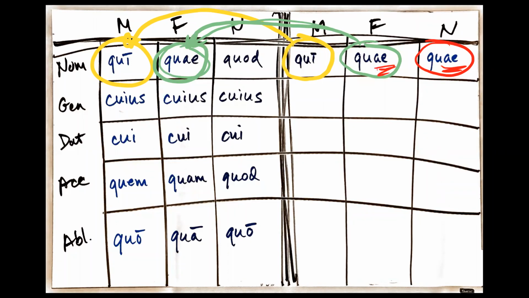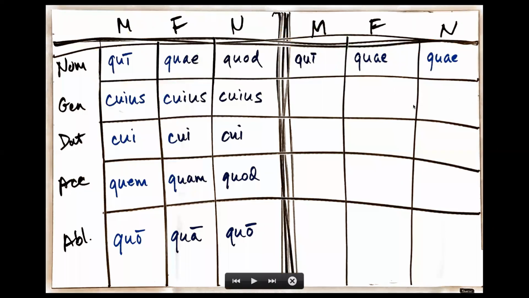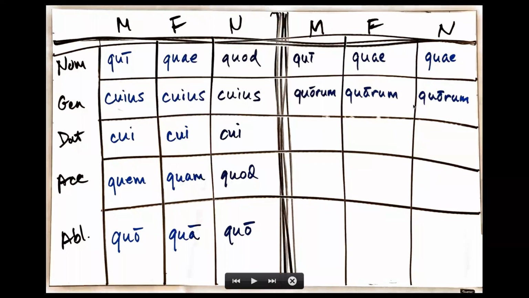Now, take a moment to predict what you think the genitive plural is going to be. Whose or of whom in the plural. The men whose hats I bought are running around. The women whose hats I bought are running around. The animals whose hats I bought are running around. These are hats that the animals were selling, not hats that I bought for the animals. I just wanted to make that clear. Quorum, quorum, quorum. This is reassuring and familiar.